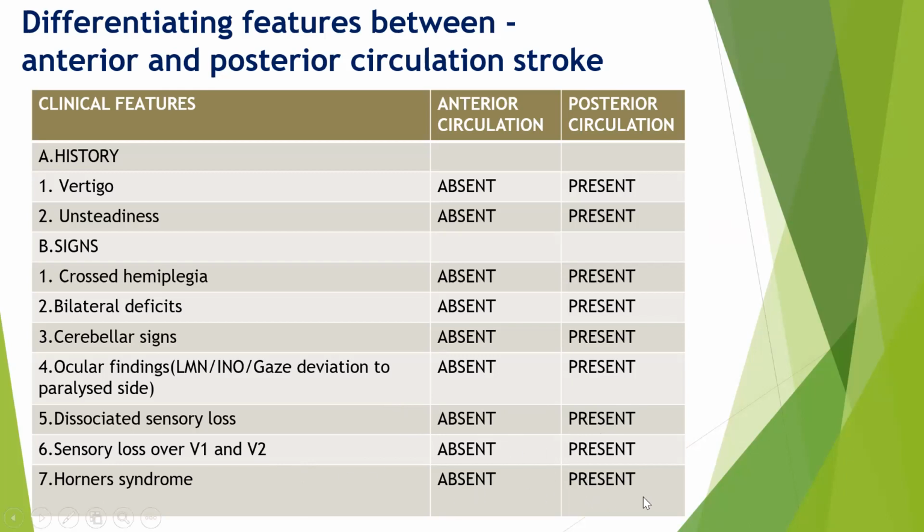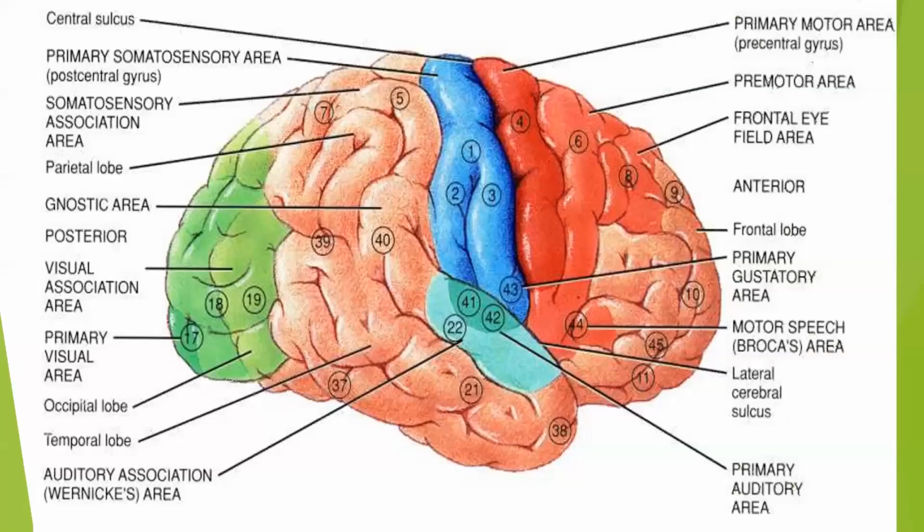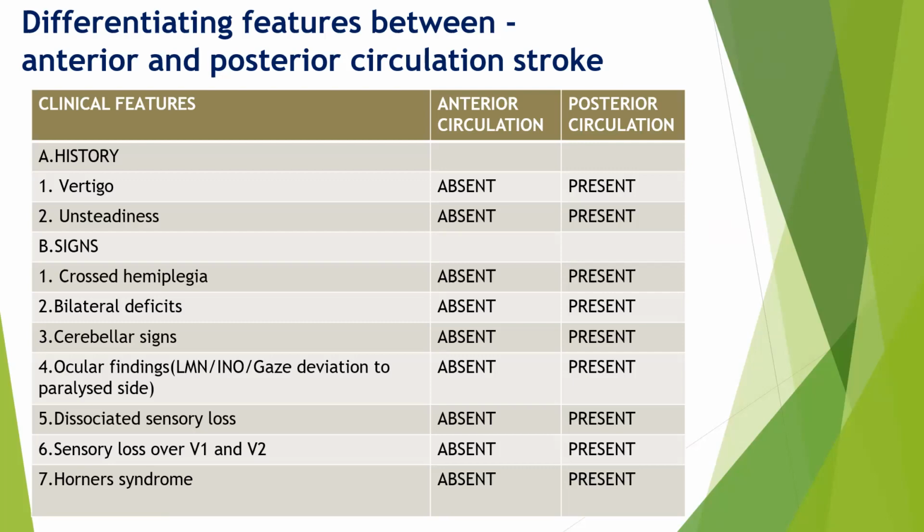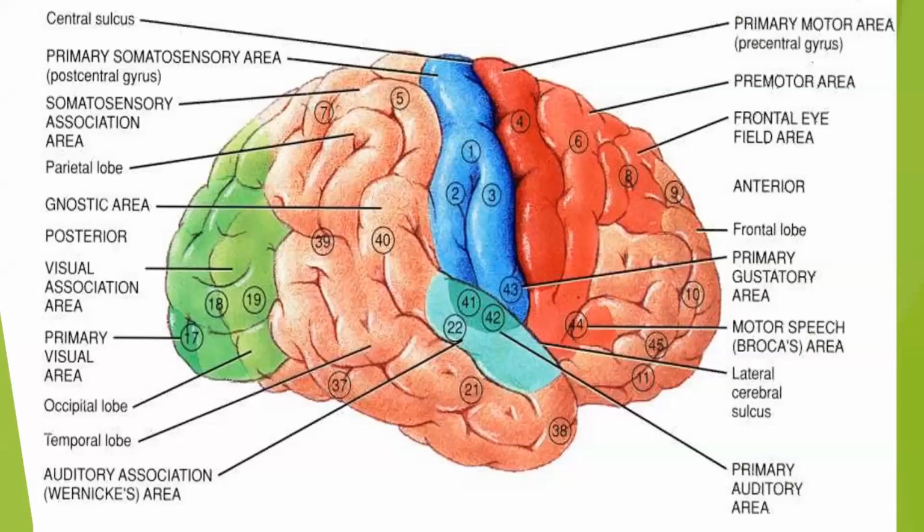Horner syndrome, if it is present, we have to suspect posterior circulation and Wallenberg syndrome. So when all these features, vertigo, ataxia, lower motor neuron type of cranial palsy, and crossed hemiplegia are present, we have to suspect posterior circulation. It won't be present in anterior circulation. Anterior circulation means ACA and middle cerebral artery.